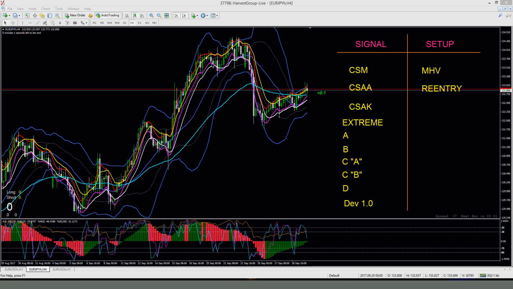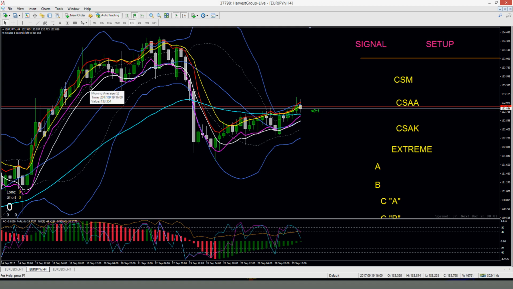Okay, so as you can see, let me just show it here. You have extreme A, you have re-entry buy, and you have a candle that breaks MA 5 and MA 10. So this is candlestick early direction. And then you have CSAK, which is the candlestick direction. So over here, the candlestick breaks through MA 5 and MA 10 and also mid BB.